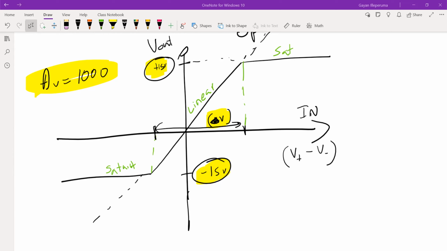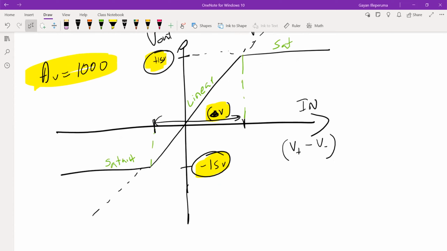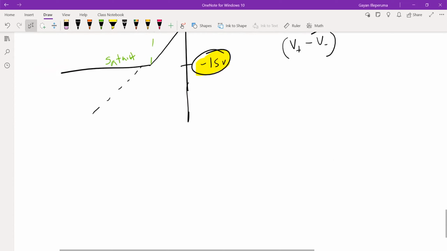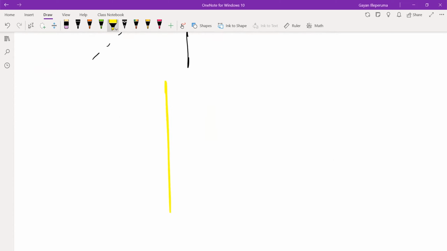So you can see, although I had drawn it like this, if you drew it to a correct scale, it would be more or less like something like this.